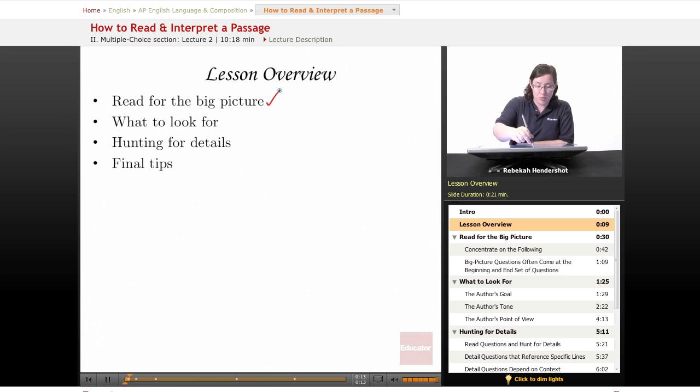We're going to talk about the importance of reading for the big picture instead of immediately jumping into the details. Then we're going to talk about what to look for when you read. We're going to talk about hunting for details, how to answer the detail questions when you get to them. And then we're going to do some final tips on how to survive this section of the test.